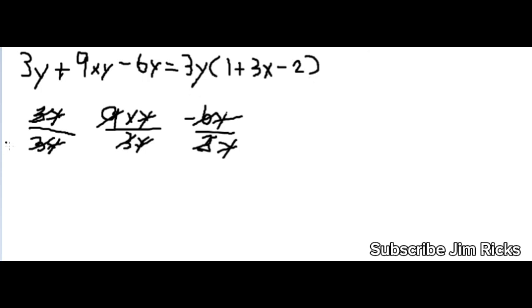So our final answer is 3y plus 9xy minus 6y is equal to 3y parenthesis 1 plus 3x minus 2. That is our final answer.